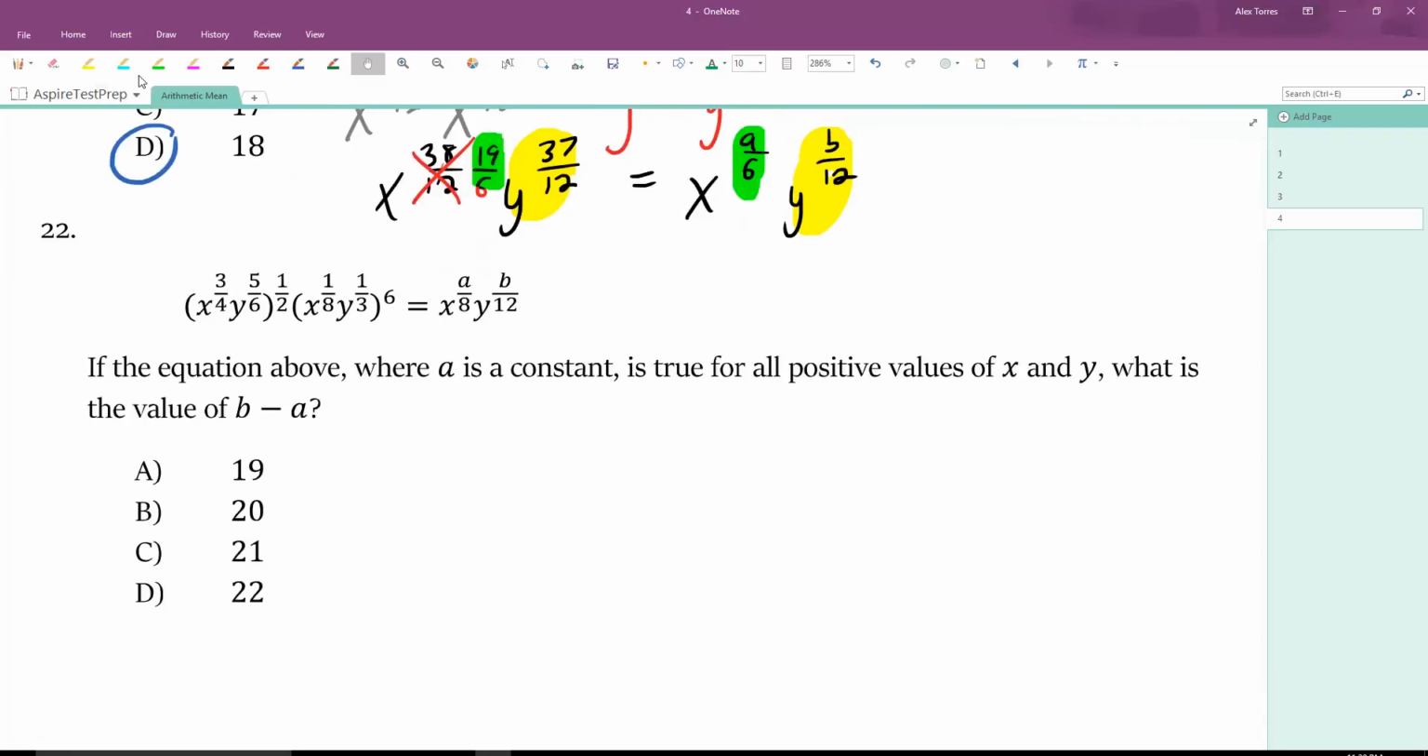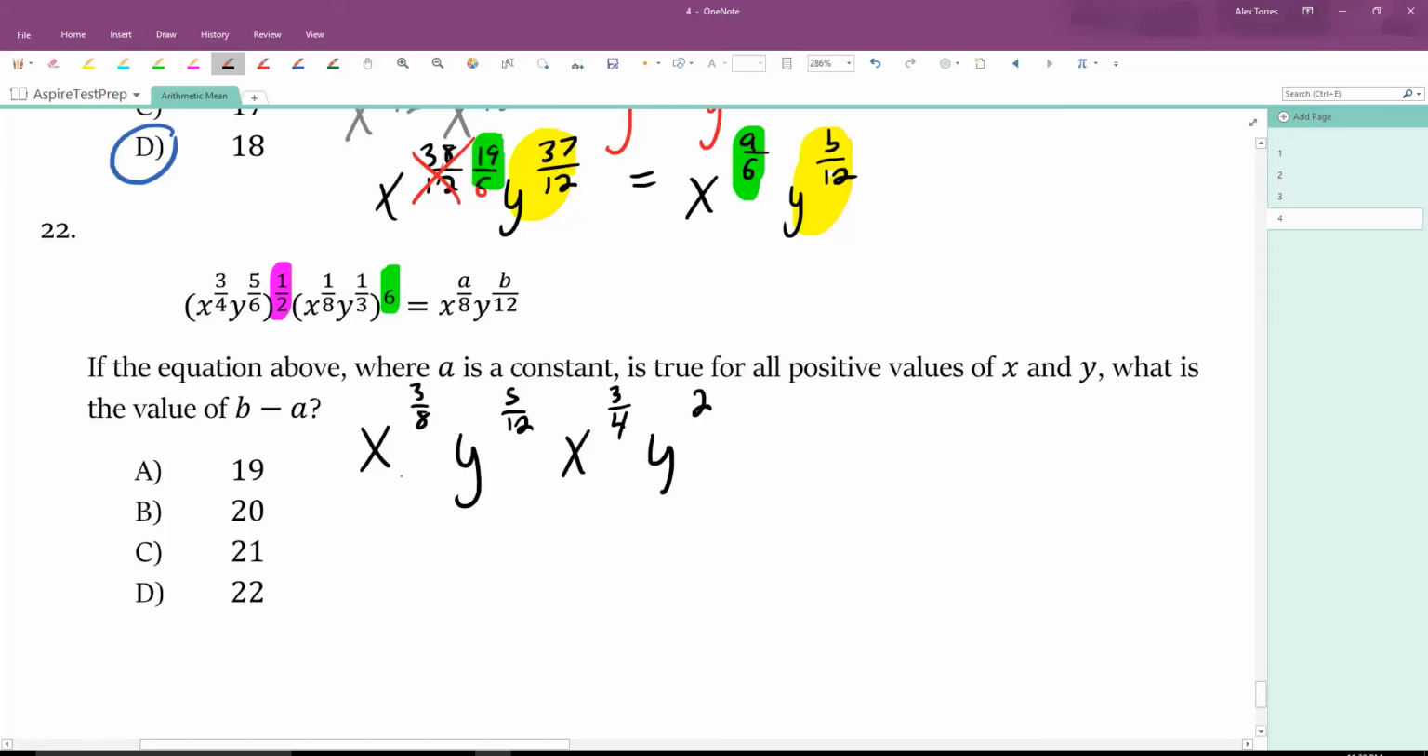We're going to multiply everything in here by 1/2, so that'll be 3/4 times 1/2, which is 3/8, 5/6 times 1/2, which is 5/12, and now everything in this parentheses multiply by 6, so we'll have x to the 6/8, which is the same as 3/4, by the way, and y to the 6/3, which is 2.